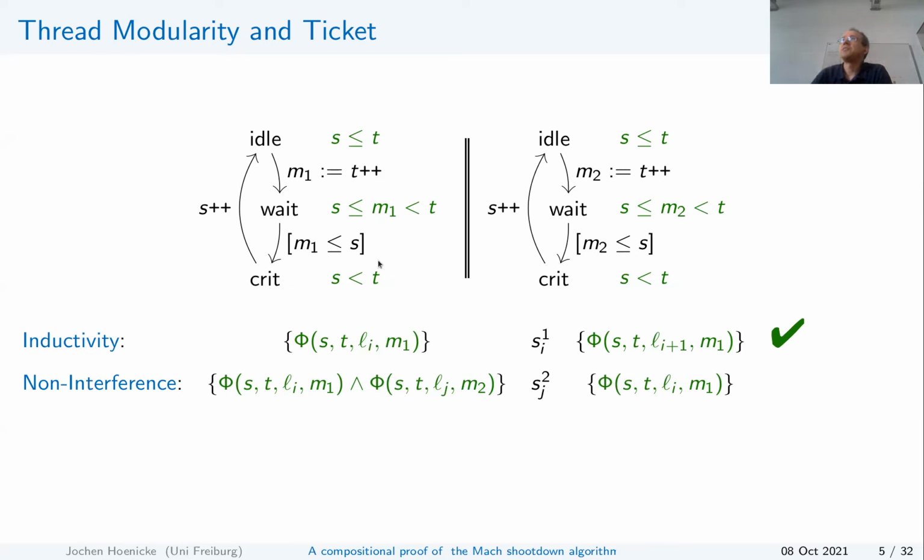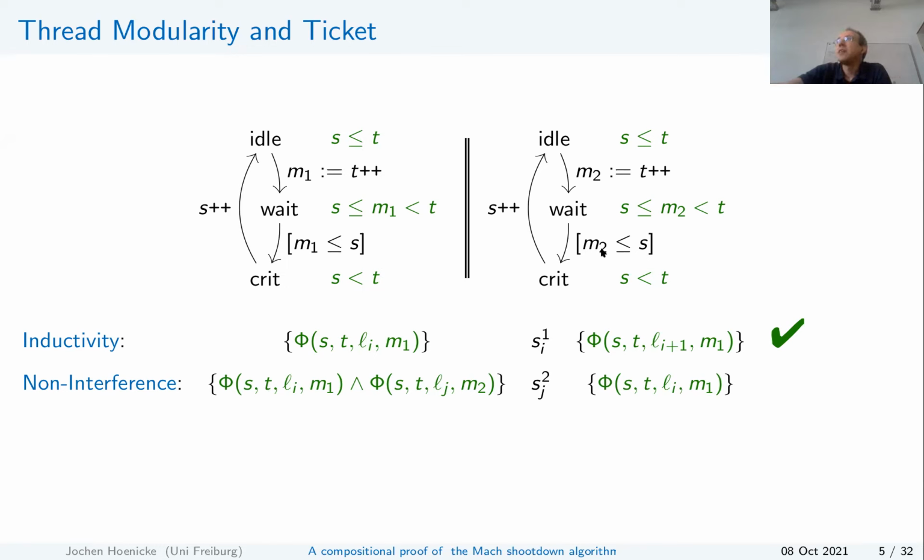For non-interference, we have to check this T++, and this is why I put here smaller equal. So with T++, this would not interfere here, because increasing T would not make this property wrong.